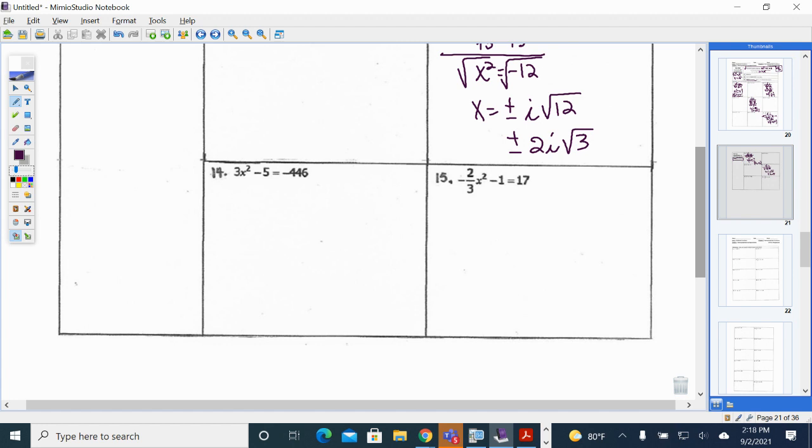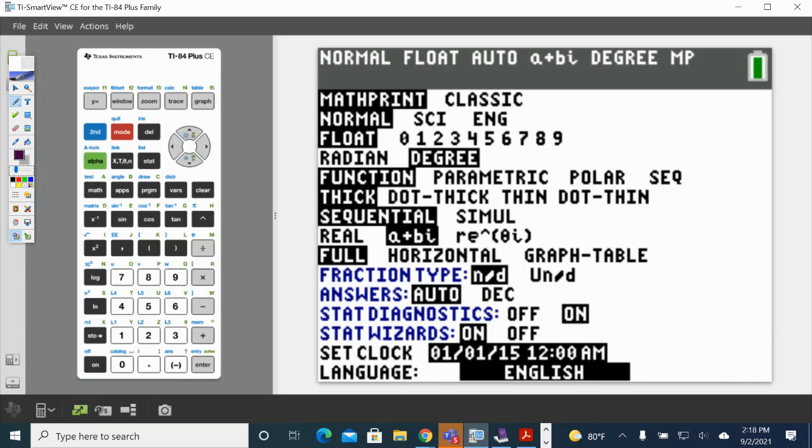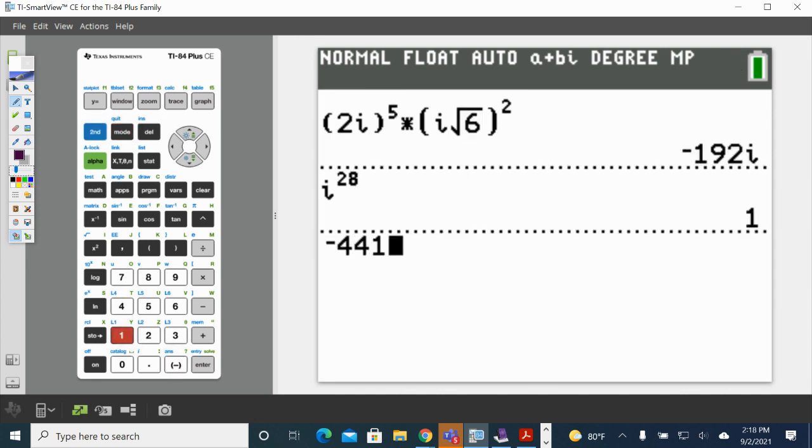number 14. 3x squared minus 5 equals negative 446. Again, you got to get the x squared by itself. Get rid of the minus 5 by doing the opposite and plussing 5 to the negative 446. So 3x squared is equal to negative 446 plus 5, which is going to be a negative 441. And then we're going to divide both sides by the 3. And that gives us x squared is equal to negative 441 divided by 3, you get negative 147.